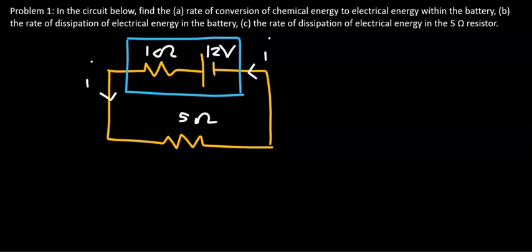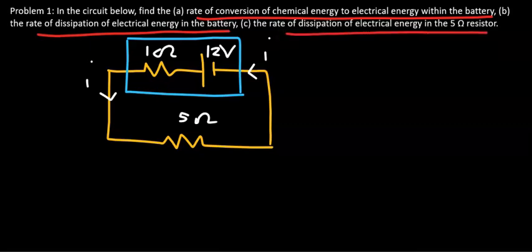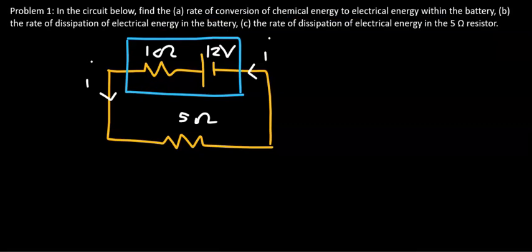In the circuit below, find the rate of conversion of chemical energy to electrical energy within the battery, the rate of dissipation of electrical energy in the battery, and the rate of dissipation of electrical energy in the 5 ohm resistor. So before we proceed, we need to determine the current I. What is the current I?